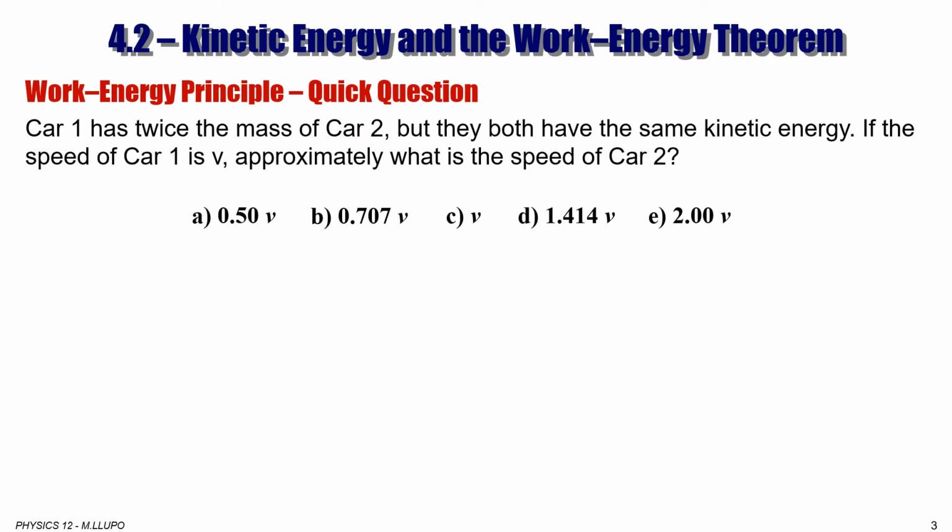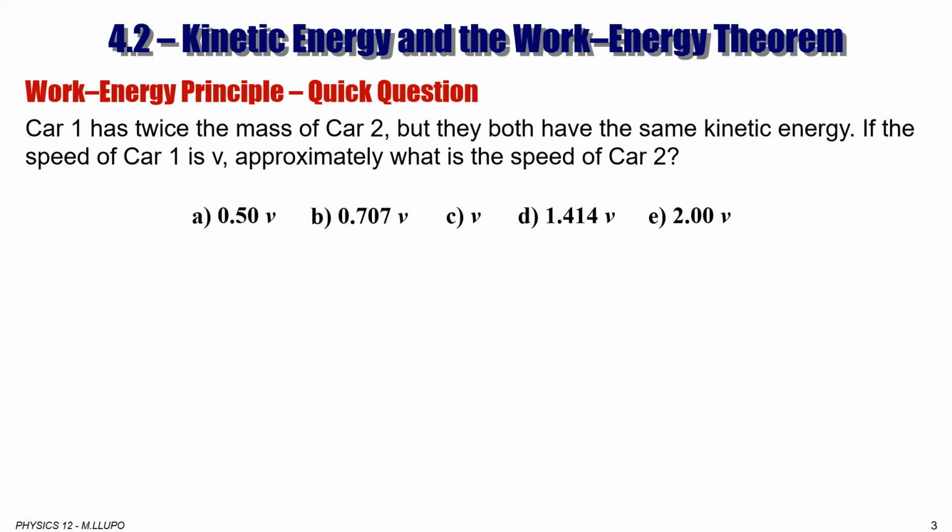Here's a quick question to test you on the relationship between kinetic energy, speed and mass. A car 1 has twice the mass of car 2. So what does it mean? It means that m1 is equal to 2m2. But they both have the same kinetic energy, so kinetic energy 1 is equal to kinetic energy 2. If the speed of car 1 is v, approximately what is the speed of car 2?